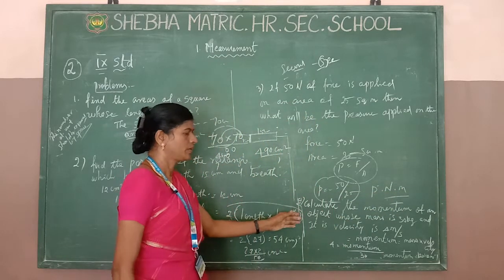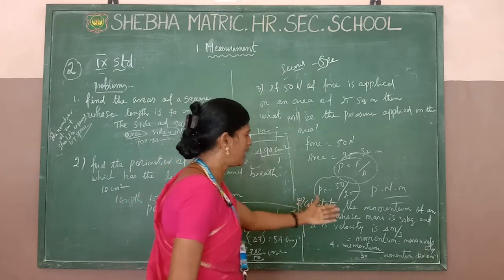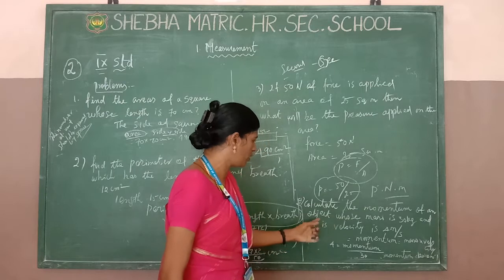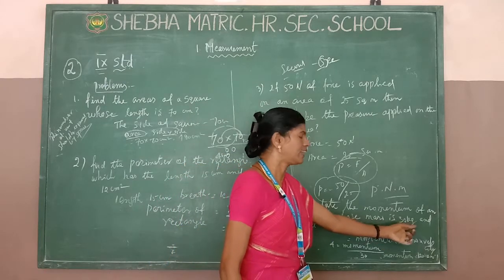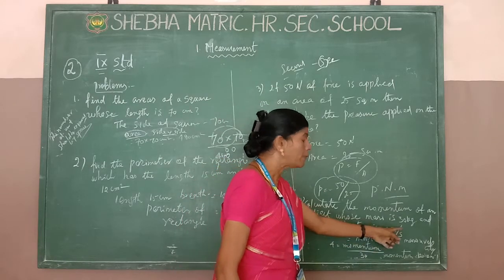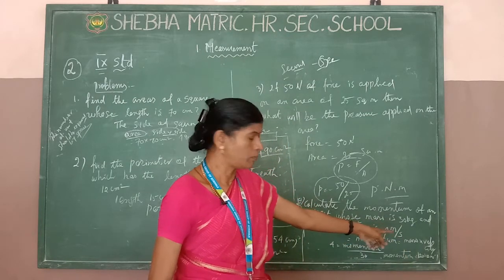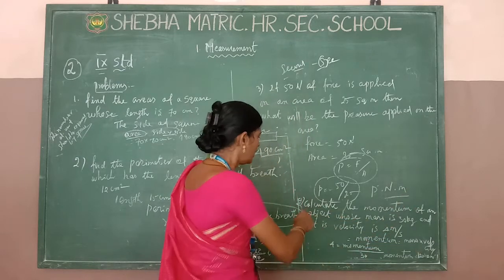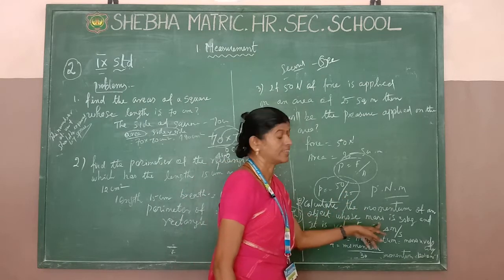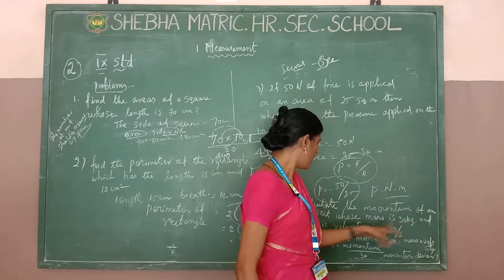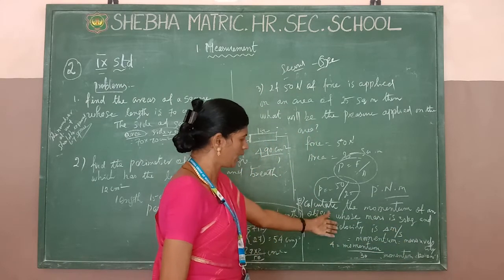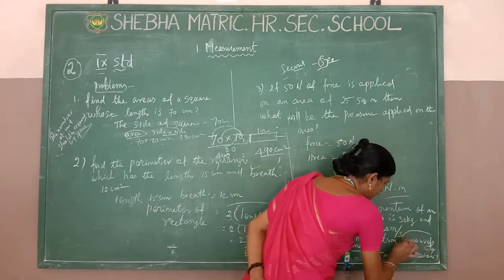P equal to 50 by 25 in newton per square meter. Okay, next, the fifth one: calculate the momentum of the object whose mass is 30 kg and whose velocity is 4 meters per second. Look here. Calculate the momentum of an object whose mass is 30 kg and velocity 4 meters per second.